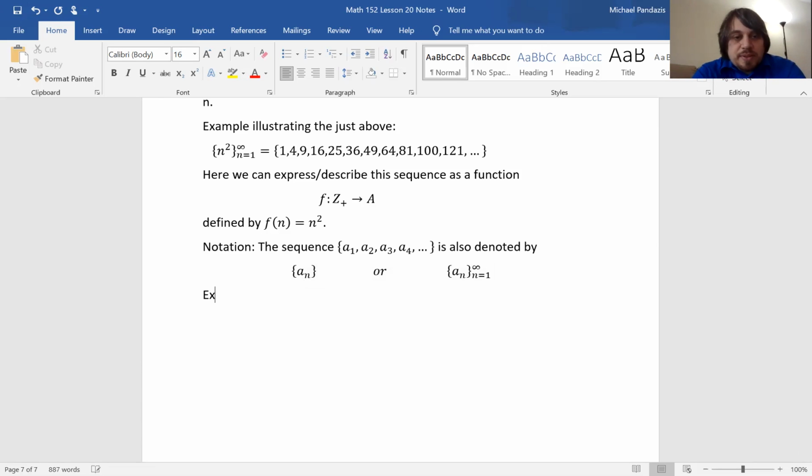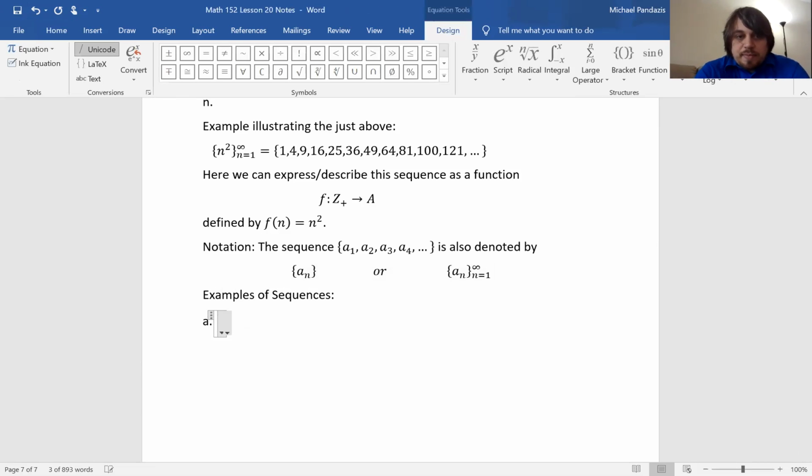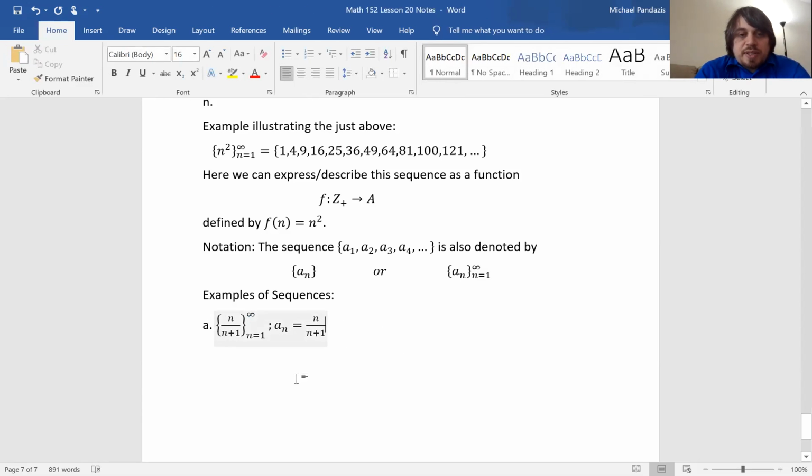So examples of sequences. Okay, so part A. You have, let's say, the sequence defined by n over n plus 1, and that goes from n equals 1 to infinity. This notation, the set n over n plus 1 from n equals 1 to infinity, is saying that a sub n is equal to n divided by n plus 1, right? Because that's what's inside the bracket there.